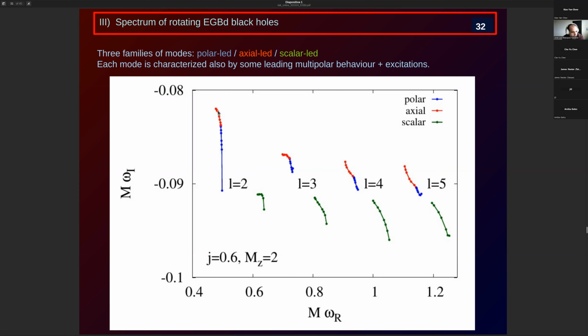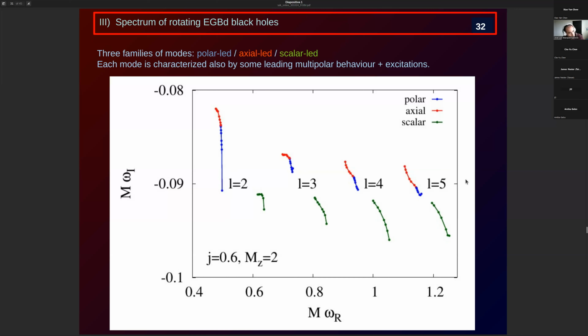So one first idea that can already be seen in this diagram is that the degenerate spectrum of Kerr is no longer degenerate. You don't have isospectrality, but you have axial and polar modes with different frequencies in general. This happens for all the different multipolar numbers.